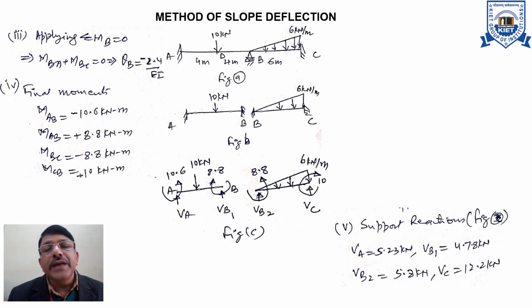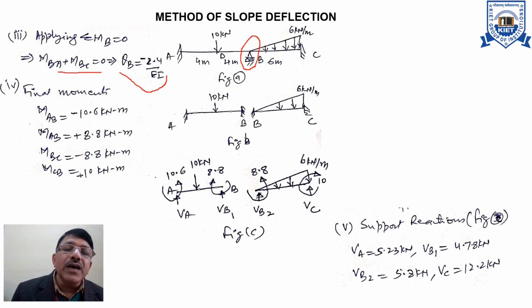Now apply the moment equilibrium equation at joint B. Net moment at B must become equal to 0. That means the moments MBA and MBC, the summation of the two moments at B, should be equal to 0. Then from here we will get the value of theta B as minus 2.4 upon EI.